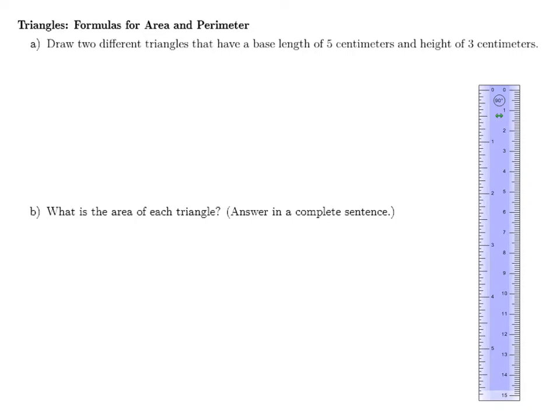We're now going to extend what we know about the area of a rectangle to the area of a triangle. In doing so, we're going to draw two different triangles that have a base length of 5 centimeters and a height of 3 centimeters. We'll then calculate the area of each triangle using some geometry.